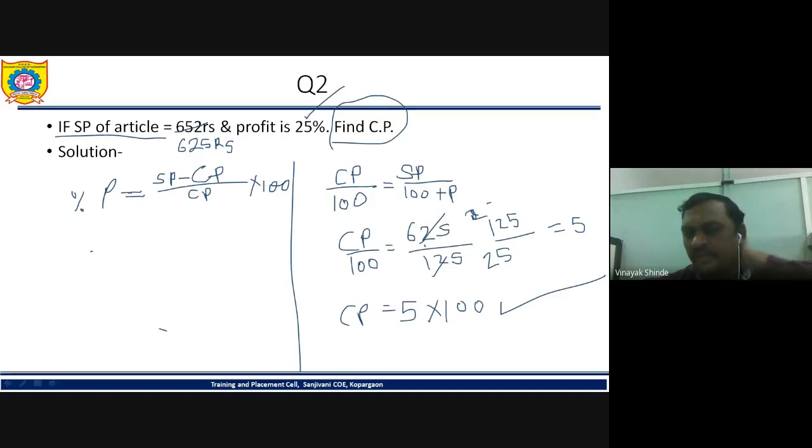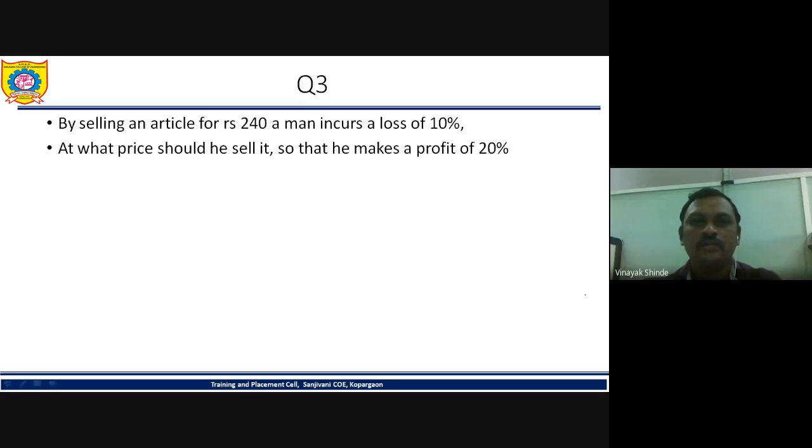So you tell me which method you will follow, the formula or the shortcut trick, like cost price divided by 100 is equal to selling price divided by 100 plus or minus profit or loss. Yes? Shortcut. Okay, shortcut is easy. All right. So this is the second example. Let us try one more. If you solve more examples, then you will be perfect in this topic, profit and loss.